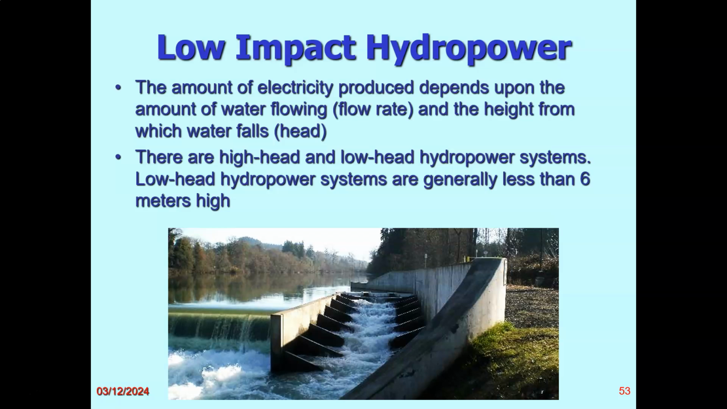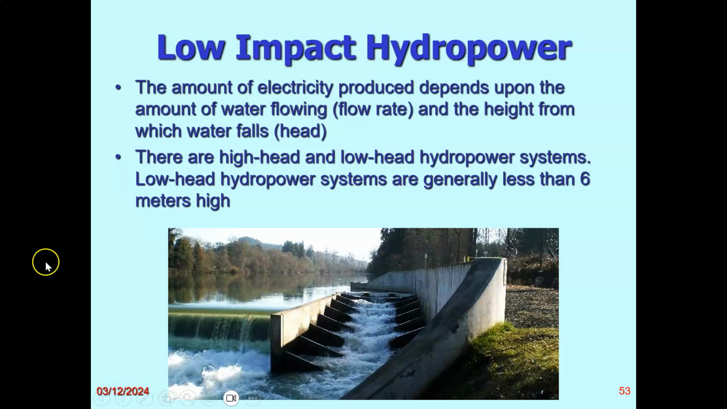So this is another example of low impact hydropower. Of course, we already mentioned it, the amount of electricity depends on the water flowing. So in this case, the flow rate and the height of the waterfall. As we already remarked, there are different kinds of systems.